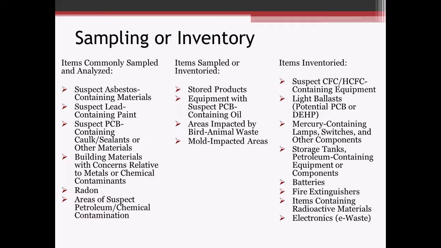A lot of times, depending on the facility, if it's not really an EPA targeted type facility where you have to deal with lead-based paint, you might just assume paints contain lead and go that route. But a lot of times it is good to know whether or not you have a lead-containing paint in your facility. PCB containing caulks, sealants, other materials, building materials with concerns relative to metals or chemical contaminants might be a good idea to sample.